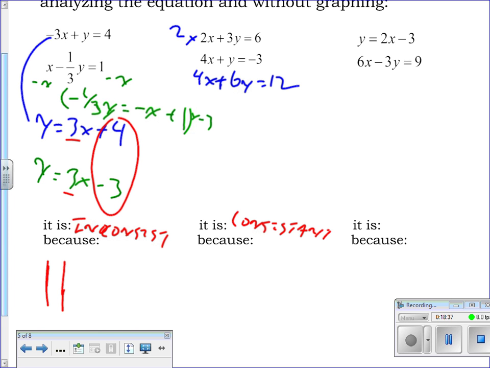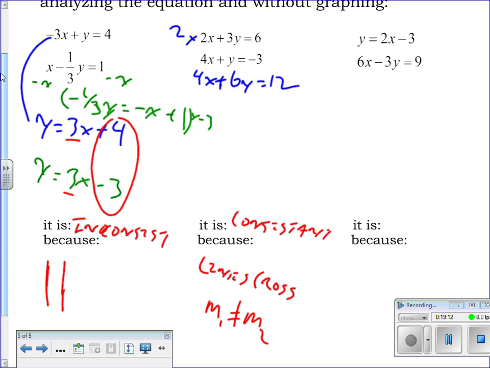X's and y's are not the same, so I won't have the same slope. The slope of the first does not equal the slope of the second. The slopes are different, they cross each other, and you know you have a solution. If the slopes are the same, they might still be consistent. And I think that's what we have in the second one.